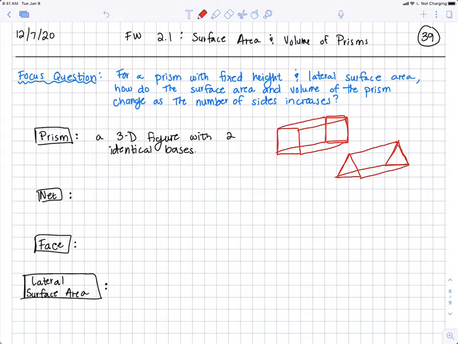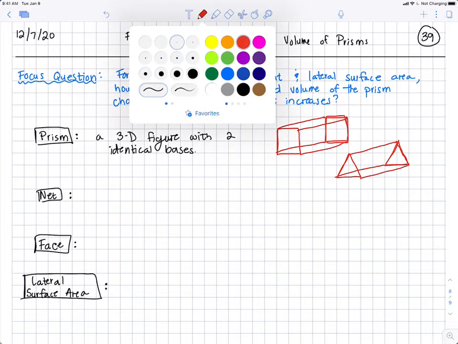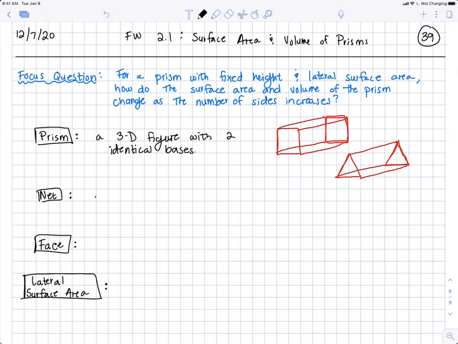All right, the next word we have is net. Well, what a net is, it's actually just a prism that's been unfolded. And we'll draw a picture of what that looks like as well. And nets actually really come in handy when we're calculating surface area because you can actually see all the different sides on the net.